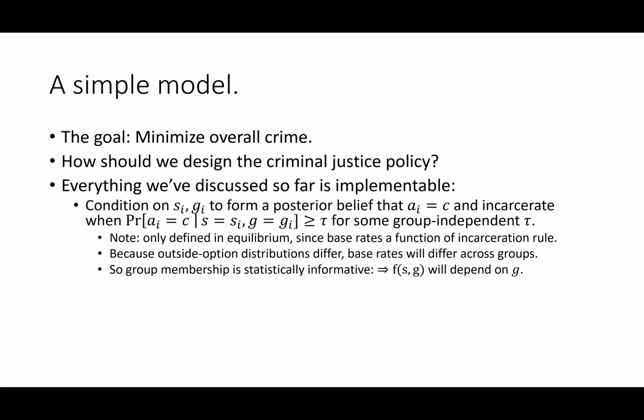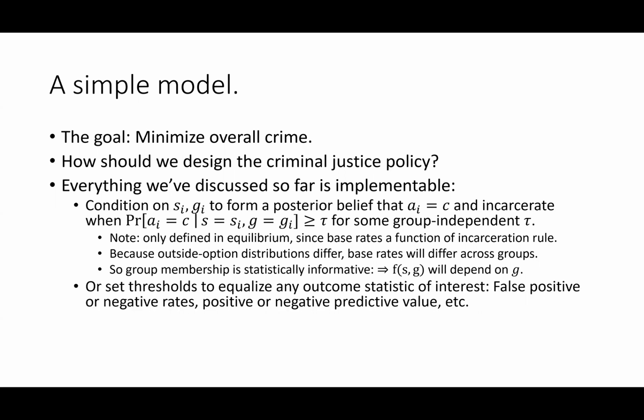Okay, and note, by the way, that because the outside option distributions differ, for almost anything we do, the base rates within the groups will differ. People's access to opportunity, legal opportunity, is a crucial piece of their decision for whether to commit crime or not. And because the outside option distributions differ, the base rates will typically differ, and so group membership will be statistically informative. So if we try to apply an equal threshold to our posterior beliefs that someone's committed a crime, we will end up with some incarceration rule that depends explicitly on group membership.